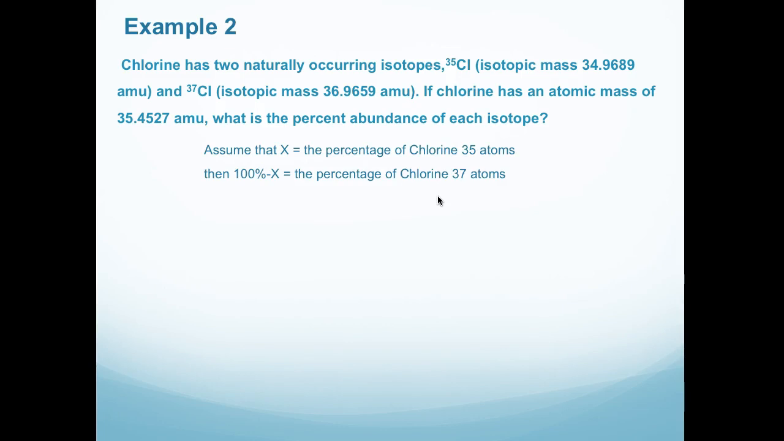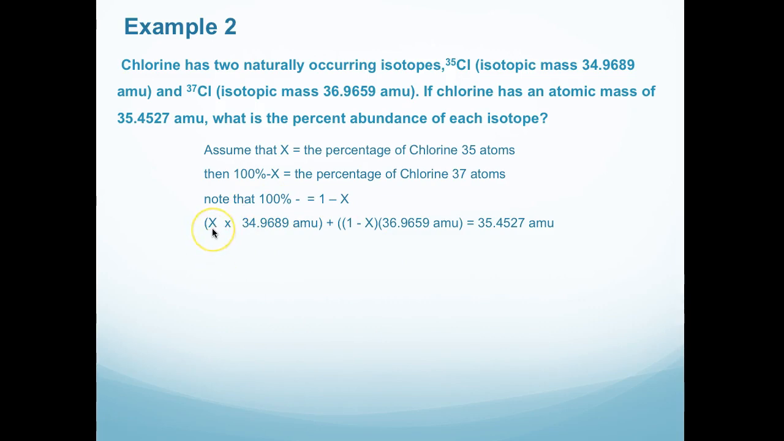Something we can do though is, if we assume that X is the percentage of chlorine-35 atoms, we know that there are only two isotopes, so we can say 100 minus X is the percentage of chlorine-37 atoms. So we can set it up like an algebra problem. Again, it's going to be a weighted average. So for each isotope, we're going to take the mass number times the abundance. In this case, our abundance is going to be represented by X.